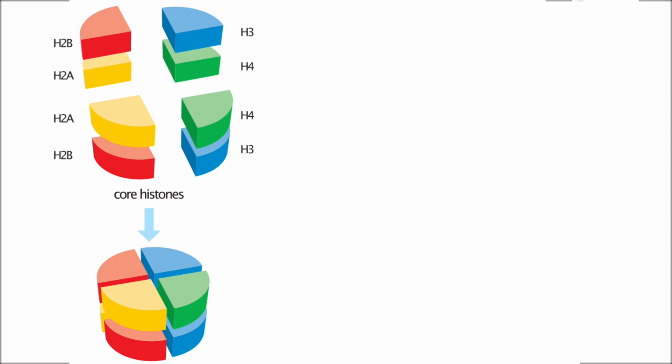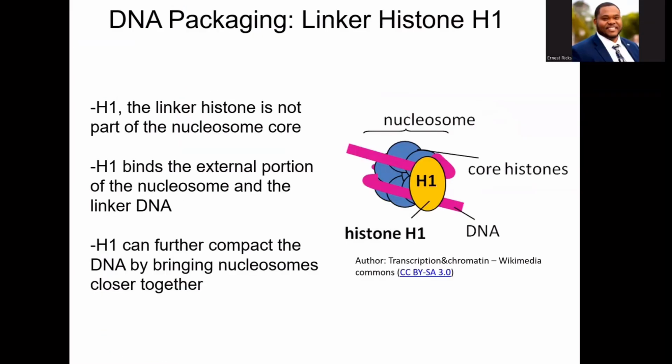Now, you'll see this as we go on, H1, right? So it's H2A, H2B, H3, and H4. And when you start off like that, everybody's like, okay, where's H1? H1 is called the linker histone. H1 binds to the external portion of the nucleosome and the linker DNA. So it's a linker histone.